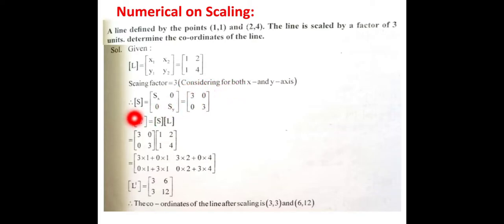So the scaling matrix is given by sx 0 and 0 sy. So sx is equal to 3 and sy is equal to 3. It has been written here. And now after scaling, the line matrix is given by scaling matrix into original line matrix. So scaling matrix is what? 3 0 0 3 and the original line matrix is 1 1 2 4. So after solving you will get 3 6 and 3 12. Therefore the coordinates of the line after scaling is 3 comma 3 and 6 comma 12.